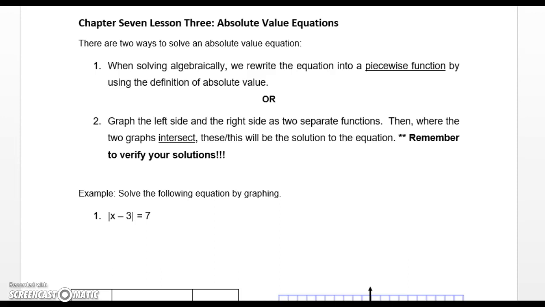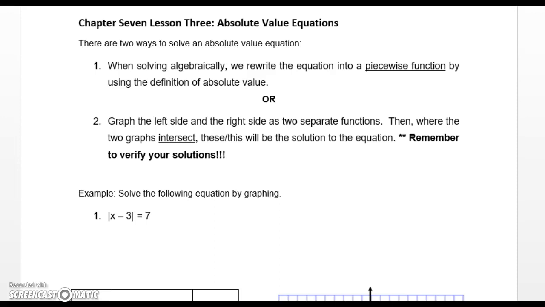In this video, we're going to look at lesson 3 from chapter 7, which is talking about absolute value equations. There are two ways that we can solve an absolute value equation. The first one is we can use algebra. To do this, we have to write something called a piecewise function, which I mentioned in our very first lesson, using the definition of the absolute value.